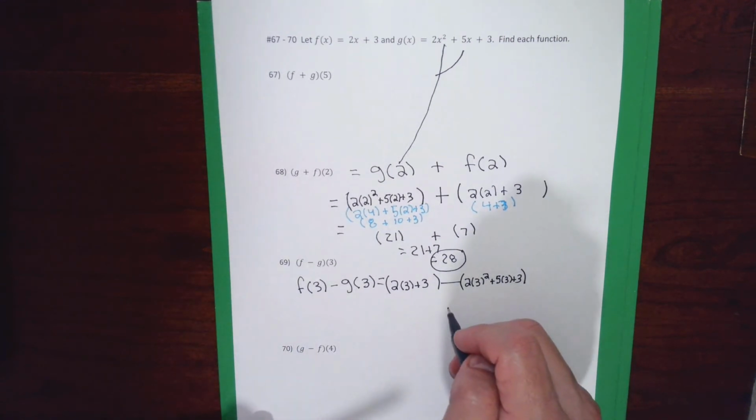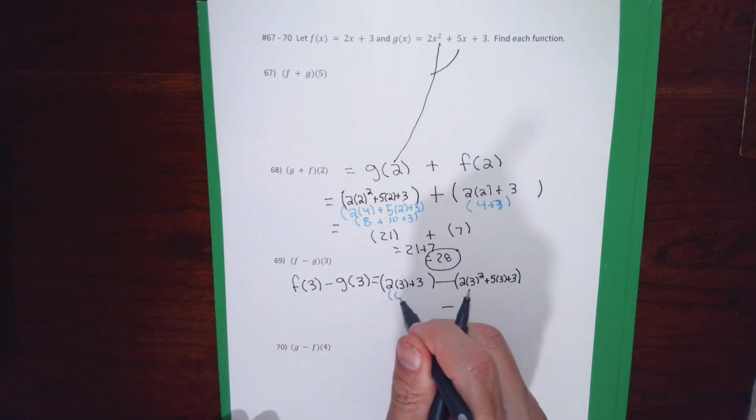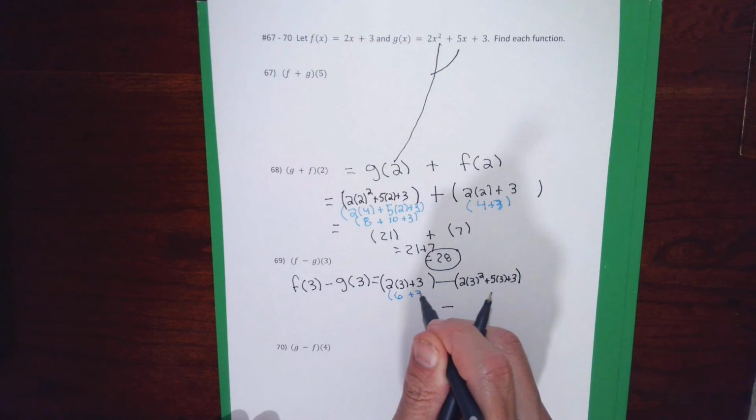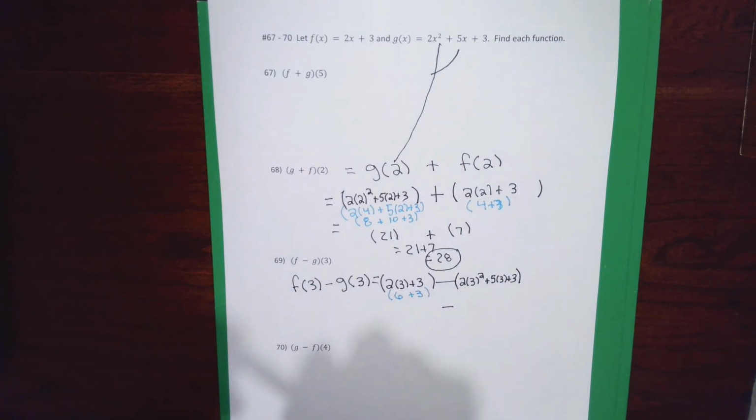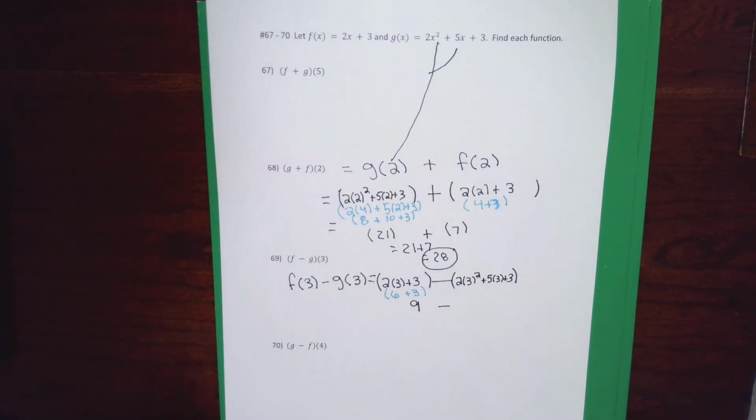Now I'm going to simplify both parentheses down to a single number. The left parentheses, I'm supposed to do 2 times 3, which is 6, and then plus 3. The left parentheses is going to simplify out to be 9. Once I get the parentheses simplified down to a single number, I don't need to write the parentheses anymore.